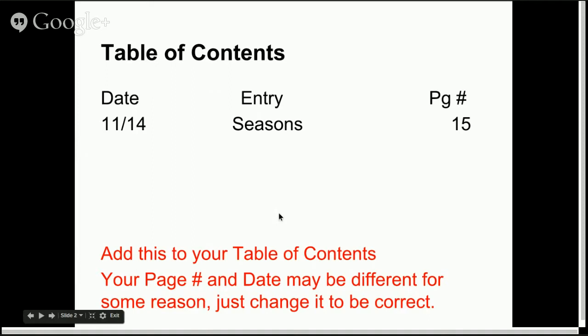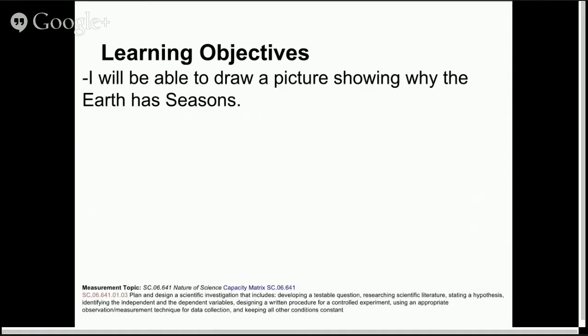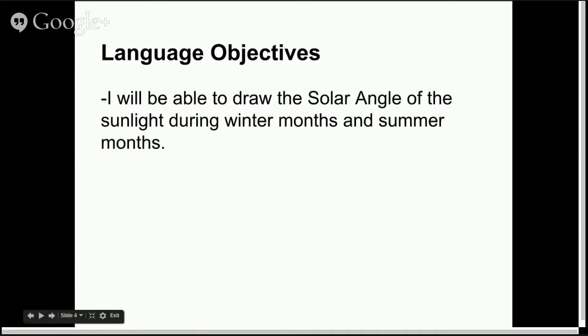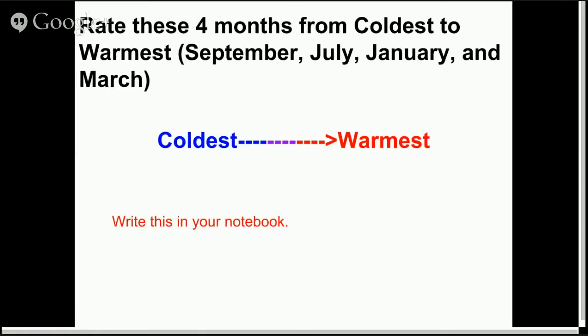All right, first things first, add this to your table of contents. Go ahead and pause it. Your learning objective: you need to be able to draw a picture showing why the Earth has seasons. You need to be able to draw the solar angle of sunlight during winter and summer months. So our new word is solar angle.